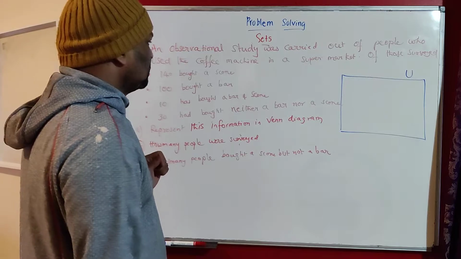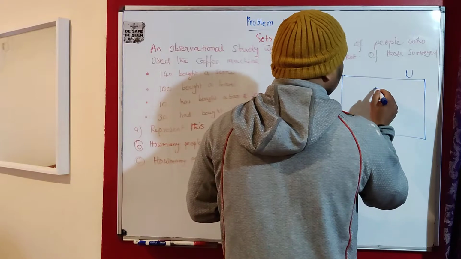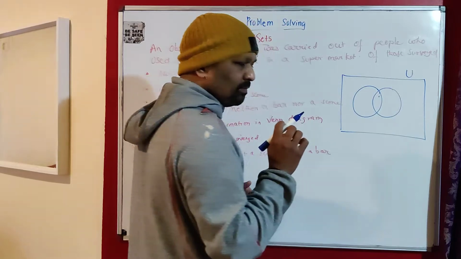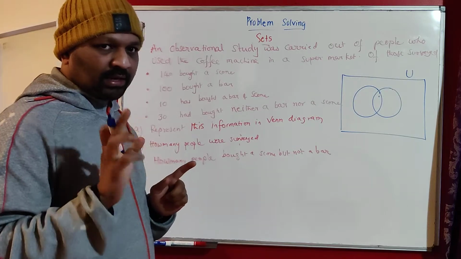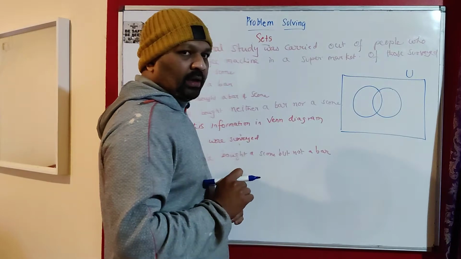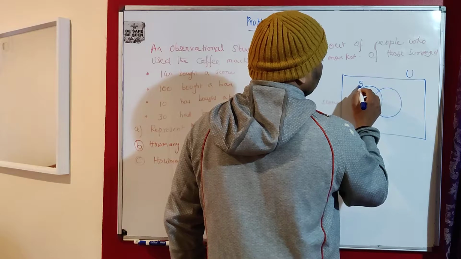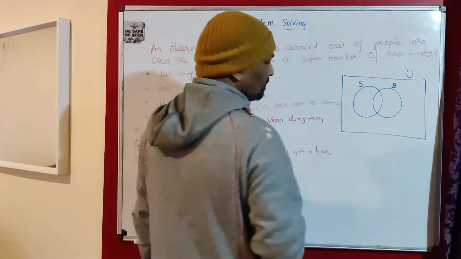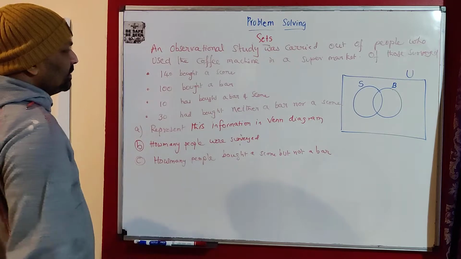There are two sets of people: one set who bought a scone, another set who bought a bar. Each set should be represented with a circle, and there should be some overlapping. Those who bought a scone, you represent with the letter S. Those who bought a bar, you represent with the letter B.